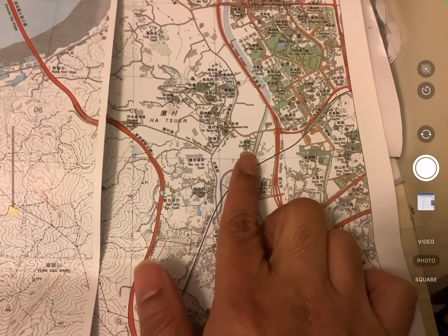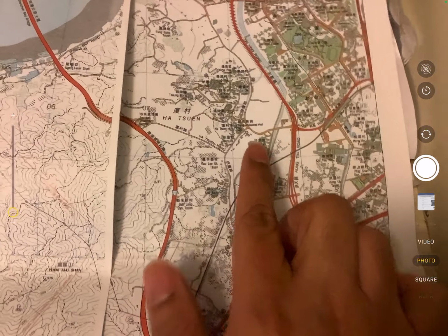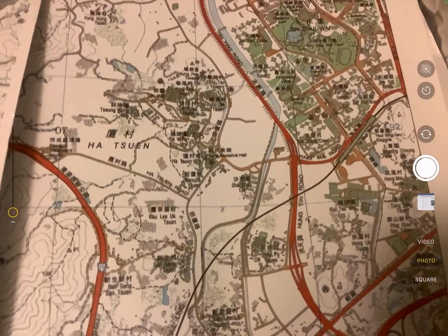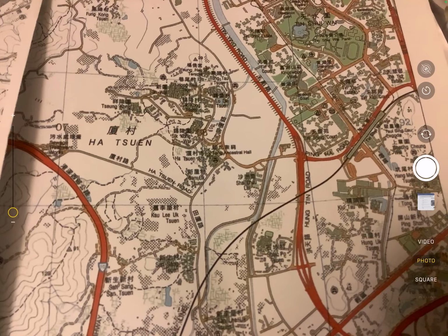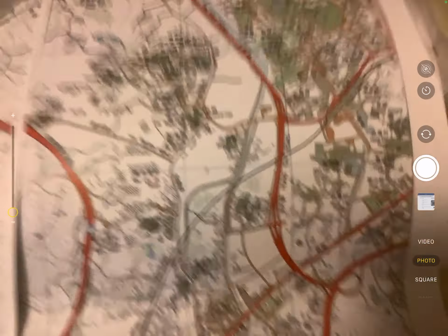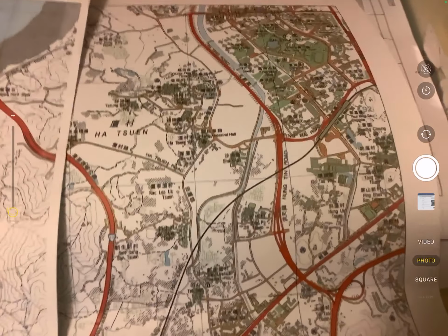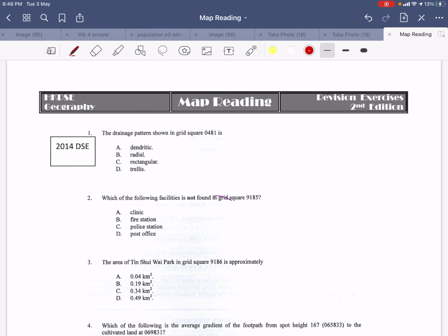Can you see a clinic? I don't think so. I really cannot find a clinic in this square. Okay, in this square I really cannot find a clinic. Okay, then the answer should be clinic.